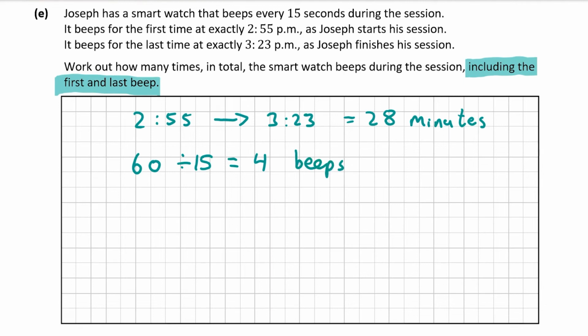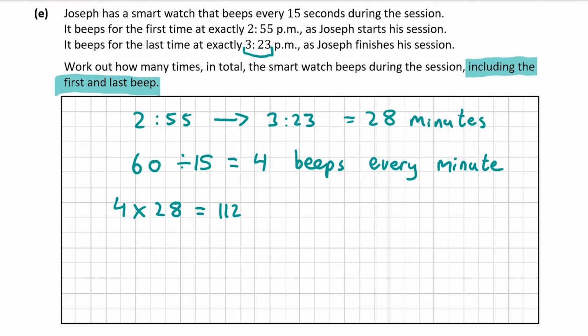So if it beeps 4 times every minute and it's on for 28 minutes, we can find it out by multiplying 4 by 28, and 4 by 28 is 112. Now this is where the including the first and last beep comes in, okay? So we have included the first minute, we've included the second minute, so we've included every single minute up until 3:23. However, at 3:23, that's when he switches off the watch, but it's going to beep at 3:23, but it's not going to beep anytime after that.